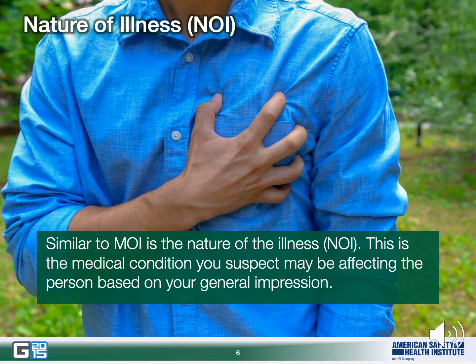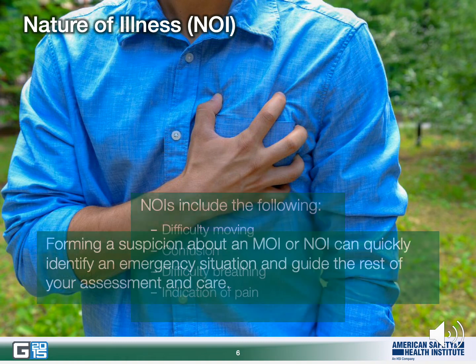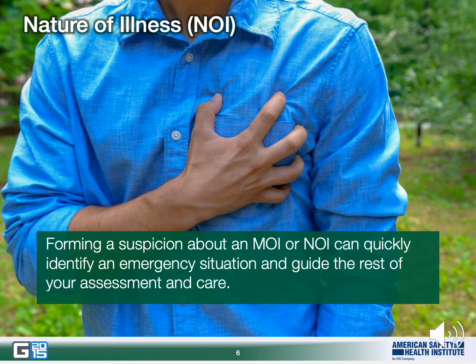Nature of illness. Similar to the MOI, the NOI, the nature of illness, is the medical condition you suspect may be affecting the person based on your general impression. So you're looking at the scene and you're trying to determine, why is this person sick? They could have difficulty moving, confusion, difficulty breathing, indication of pain. Forming a suspicion about an MOI or an NOI can quickly identify an emergency situation and guide the rest of your assessment and care.